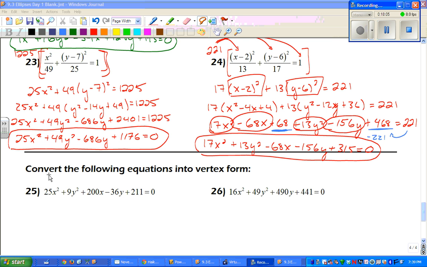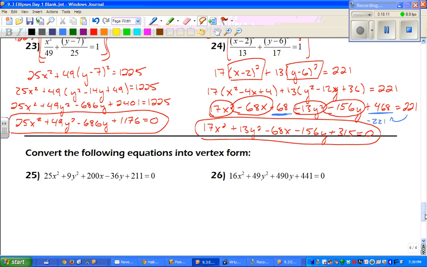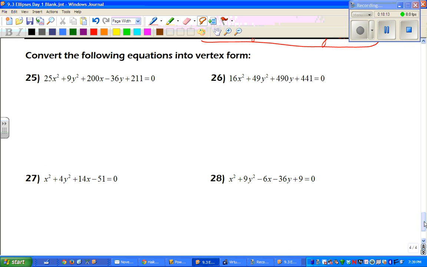which is converting the equations into vertex form. So going the opposite way. So let's finish this off by taking a look at two problems. The first one that we're going to look at is problem 25. This again is very similar to everything that we've done before with completing the square.